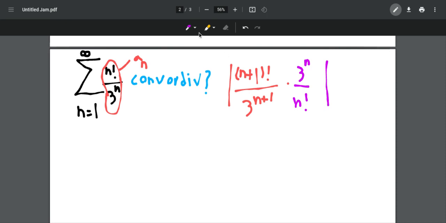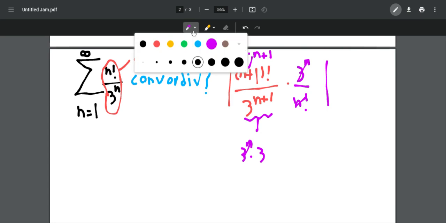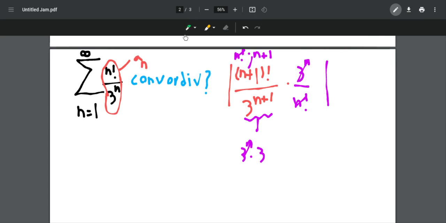Now, first of all, I can simplify this expression. So I can write it as 3 to the power of n and then multiplied by 3. I can write this expression as n factorial times n plus 1. Now we can have some nice cancellation, these two n factorials, this 3 to the power of n and this 3 to the power of n. And for our final expression, we just have n plus 1 over 3.